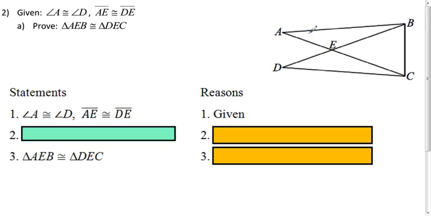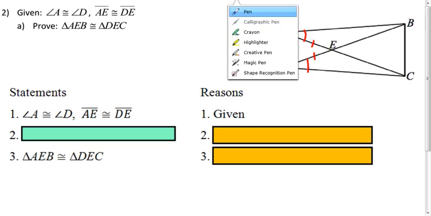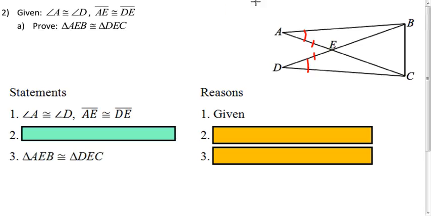We have angle A congruent to angle D. We have segment AE congruent to segment DE. And let's go ahead and highlight those two triangles we're looking at. We're looking at triangle AEB. We want to show that this one is congruent to triangle DEC. So we want to show that the blue triangle and the red triangle are congruent.